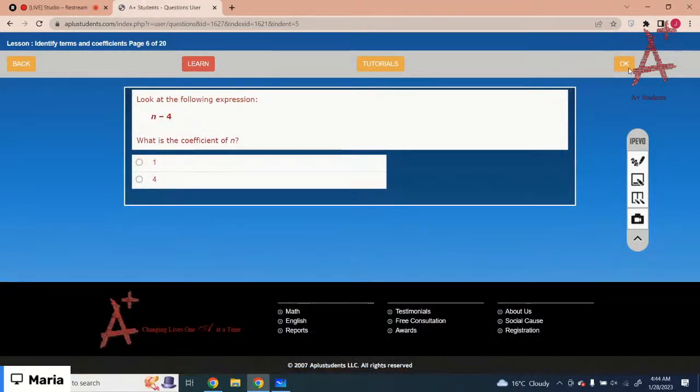But look at the following expression: n minus 4. What is the coefficient of n? You don't have any numerical value written with n. If you haven't written any value, that means the coefficient is 1. So the coefficient of n is 1. Got it?